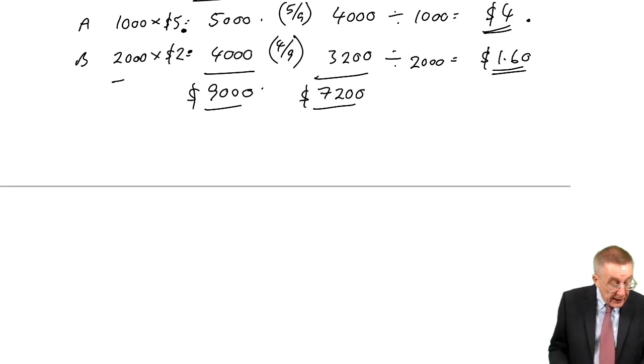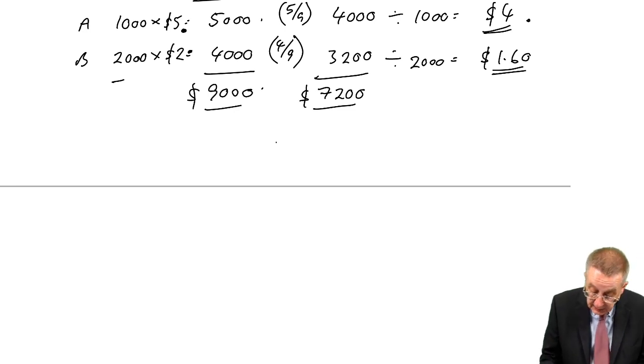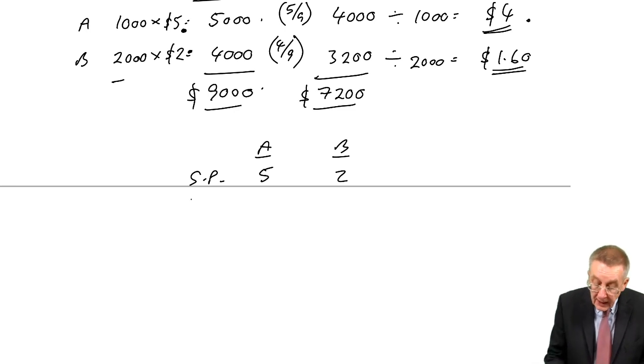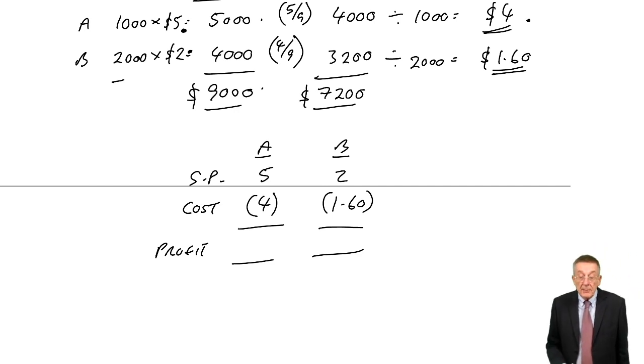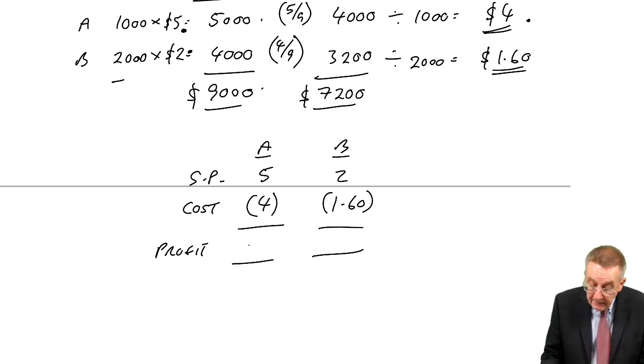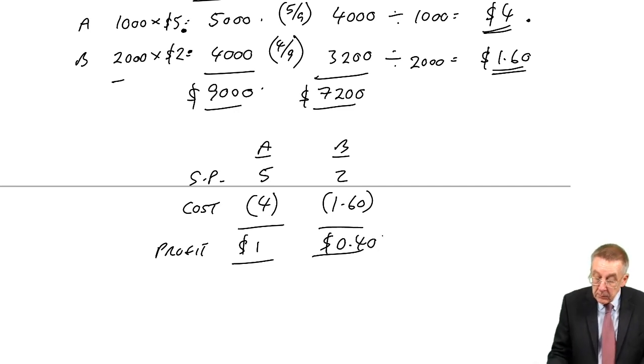There's the cost. It did say what's the profit per kilo as well. Well, let's check. Selling price of A is $5 and of B is $2. The cost of A, $4 and of B, $1.60. And so that problem we had before is now removed. Automatically, both products are reporting a profit.